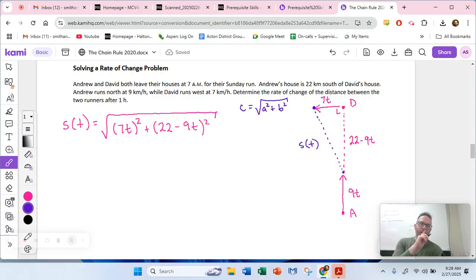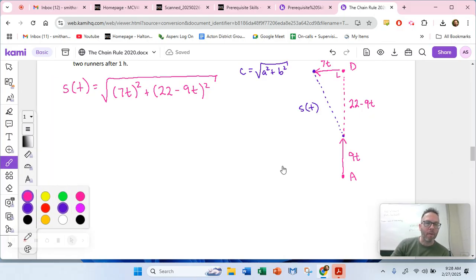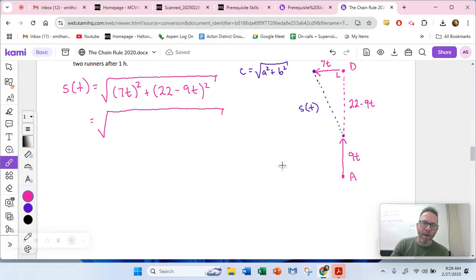Now we're going to clean this up a little bit, but this is just a power function that you guys can find the derivative of. Let's not do that yet. Let's just clean things up a little bit. So I love this question. It ties in so many algebra skills from earlier grades, like 7t squared. Isn't 7t squared? It's 49t squared, because it's 7t times 7t.